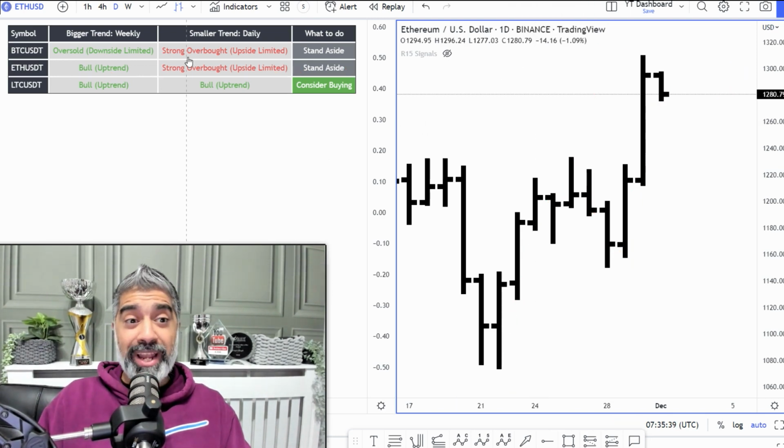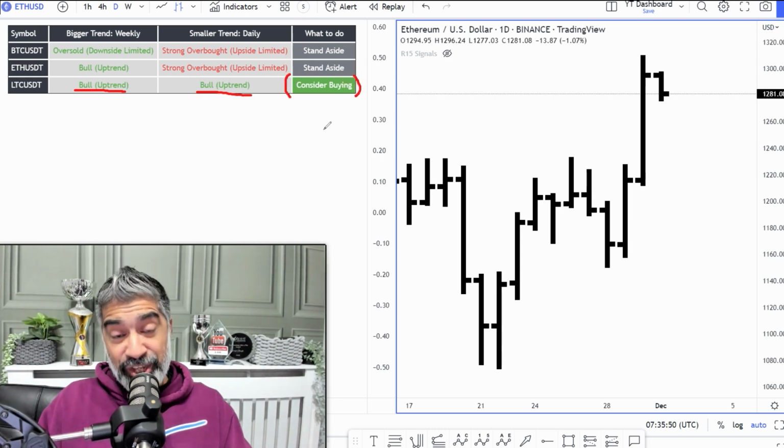So now let's go to Litecoin. You can see Litecoin over here, and it tells us that the weekly is on a bull trend, the daily is on a bull uptrend. So now that they're pointing in the same direction, we want to consider buying.